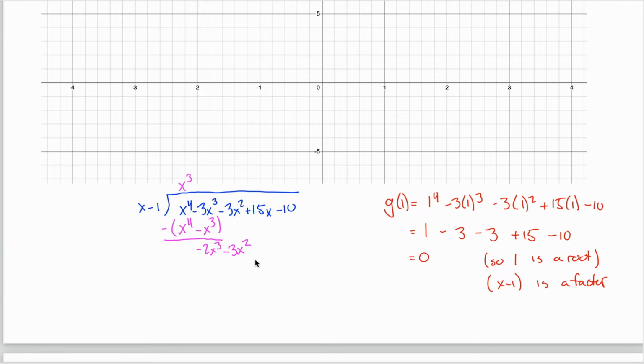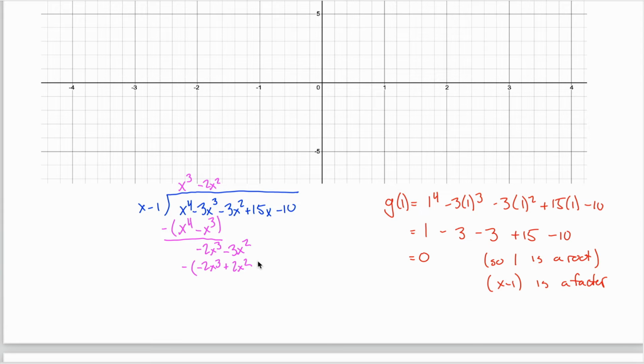And the good news is if you can get this far, you're good because all you're going to do is repeat that process several more times. Instead of trying to get rid of this x to the fourth, now my goal is to get rid of this negative 2x cubed. So instead of putting an x cubed up top, I'll put a negative 2x squared up top. Why negative 2x squared? Because when I take that and multiply it by x minus 1, I get negative 2x cubed plus 2x squared.